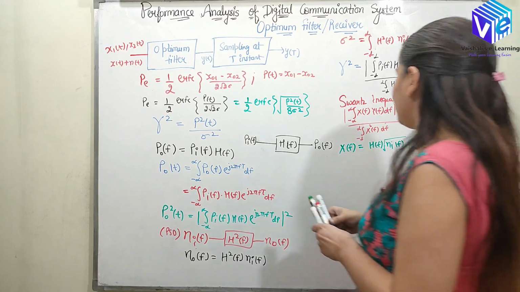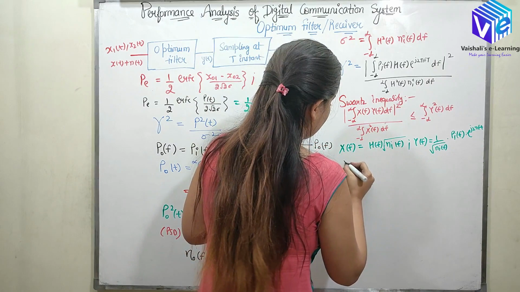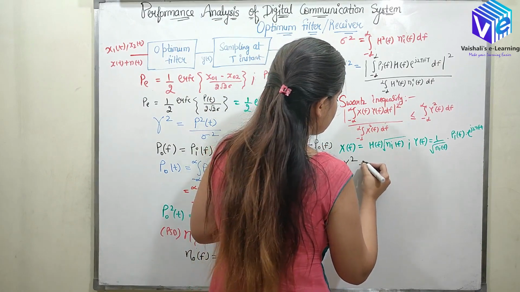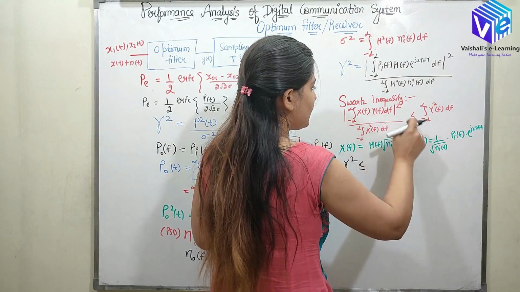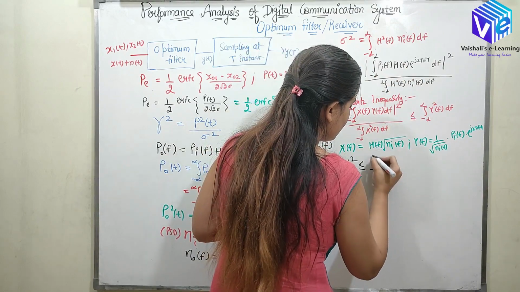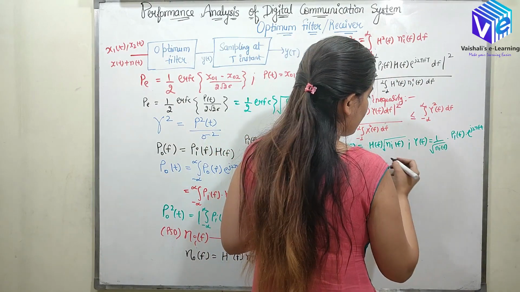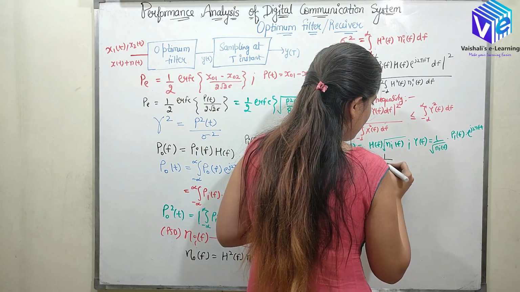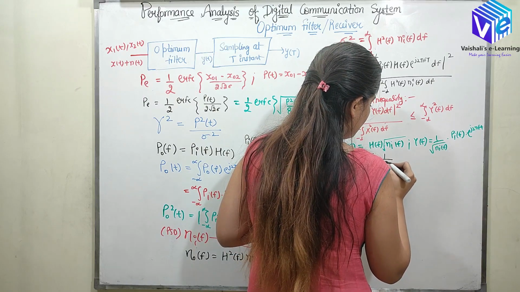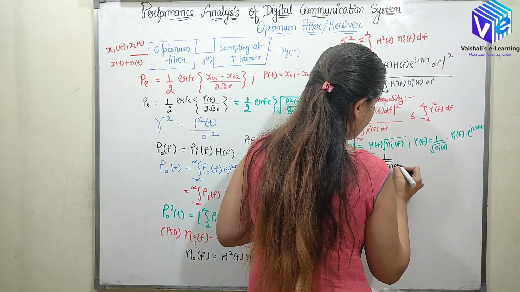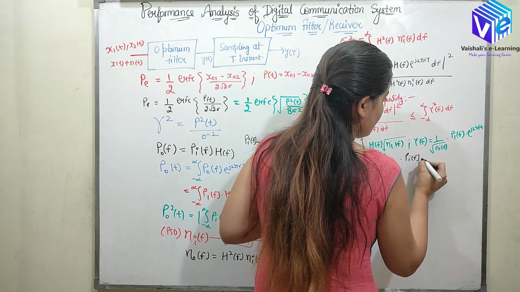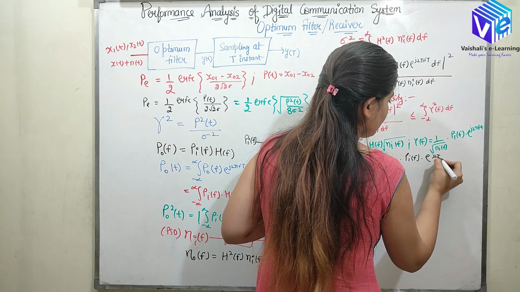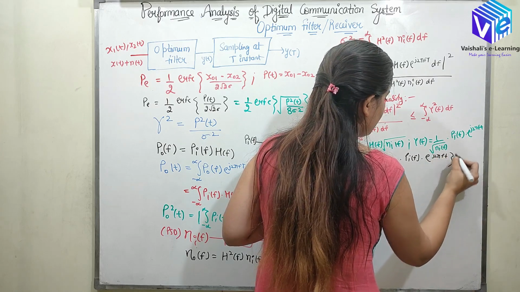So now I need to find out the gamma square. According to the Schwarz inequality, this is my gamma, and it is less than or equal to the integration from minus infinity to infinity of Y square(f), which is 1 upon root of Ni(f) into P(f) into e raised to power j 2 pi ft, whole square.